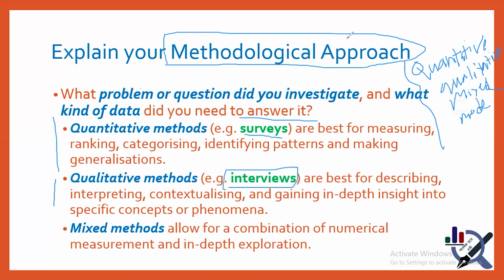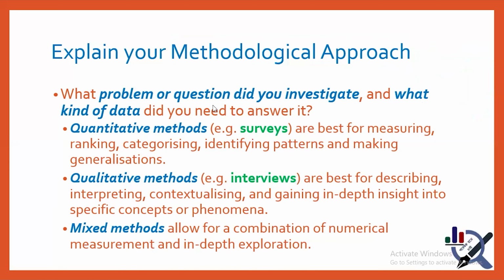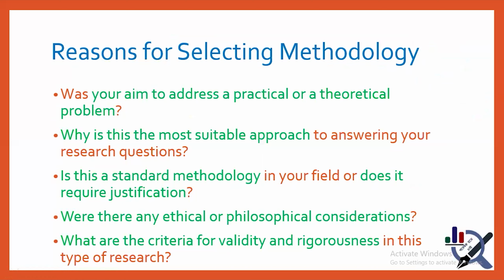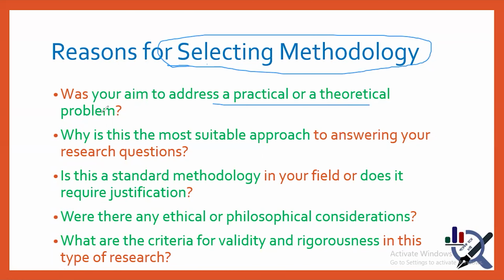So you must mention which methodological choice you are going to apply in your research. This is one thing you must mention, or it is expected to be added in your methodology section of your paper or your research. And again, you have to say why you were selecting qualitative, why you were selecting mixed mode, and why you were selecting quantitative. Was your aim to address a practical or theoretical problem? So what was the problem? Why is it the most suitable approach to answer your research question?